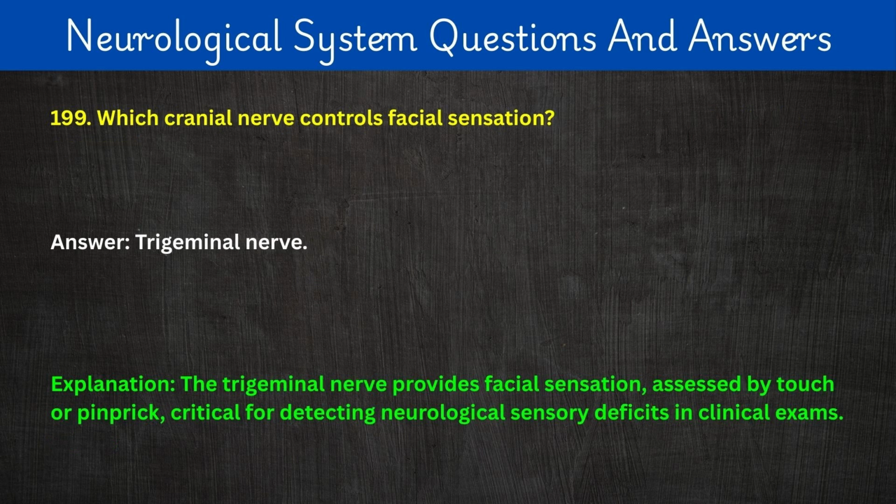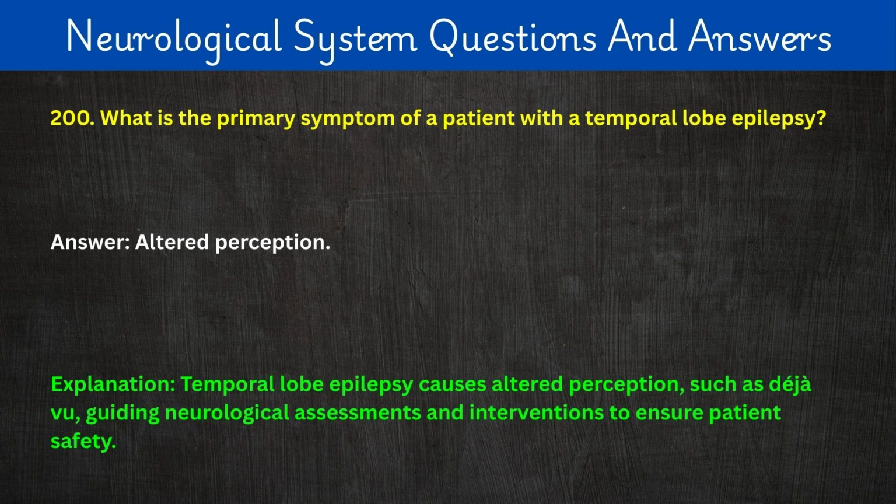199. Which cranial nerve controls facial sensation? Answer: trigeminal nerve. Explanation: the trigeminal nerve provides facial sensation, assessed by touch or pinprick, critical for detecting neurological sensory deficits in clinical exams. 200.